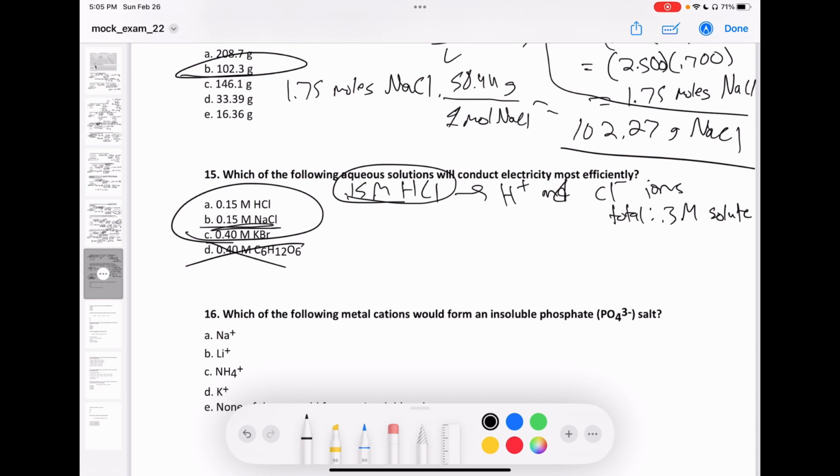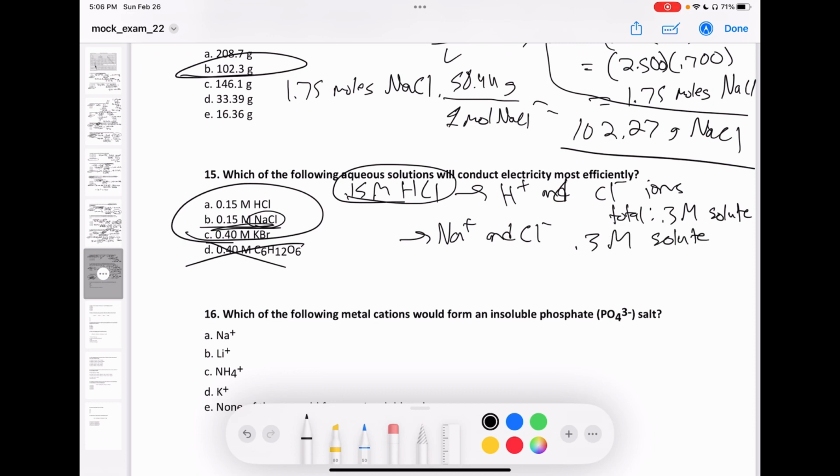Molarity, whenever it dissociates, it'll dissociate into Na plus and Cl minus. And if the total concentration of the actual compound is 0.15, whenever it dissociates into Na plus and Cl minus, it'll have 0.15 molarity Na plus and 0.15 molarity Cl minus, so that's a total of 0.3 molarity of solute.